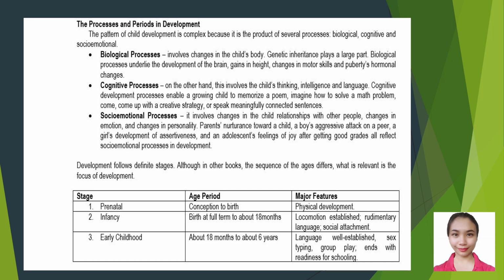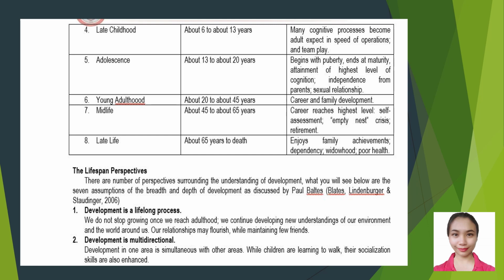So next stage is the late childhood. It is about 6 to 13 years. Many cognitive processes become adult, except in speed of operations and team playing. In this stage, children are accepting one's physique, and they can also achieve emotional independence on becoming adults, and some are acquiring values and an ethical system to guide their behavior. And then some children may develop their cognitive skills also in this stage.